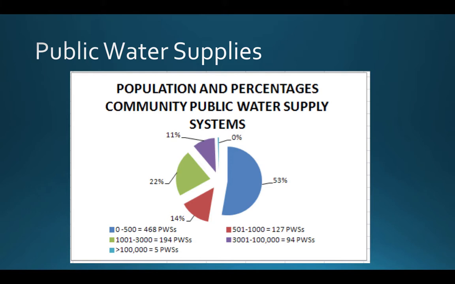14% are between 500 and 1,000. The next largest group we have is between 1,000 and 3,000, which have about 22%. Then 3,000 to 100,000 has 94. And then we have over 100,000, there are only 5 public water supply districts. Those are the ones that have to monitor the most. And they have to monitor upwards of 30 times. So they are monitoring at least daily the water that is being discharged or being sent through and treated.